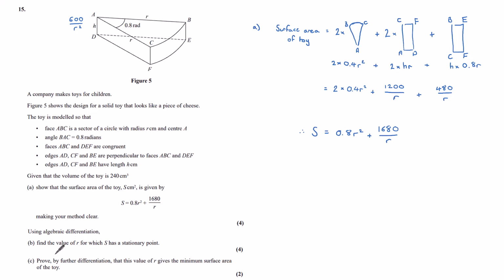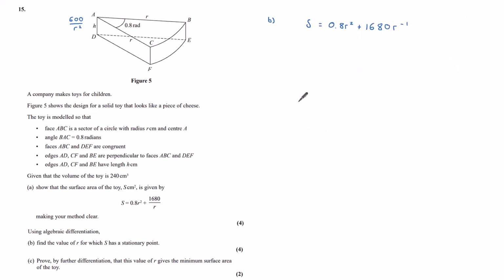Using algebraic differentiation, part B, find the value of r for which S has a stationary point. Well, let's start with S, and I've written my S as 0.8 r squared plus 1680 r to the minus 1. The reason I've written it like this is it makes the differentiation a little bit easier. My ds by dr then: multiply by the power and reduce the power by 1. 0.8 r squared becomes 1.6r, and then 1680 multiplied by minus 1 is minus 1680. Subtract 1 from this power, and this is r to the minus 2.